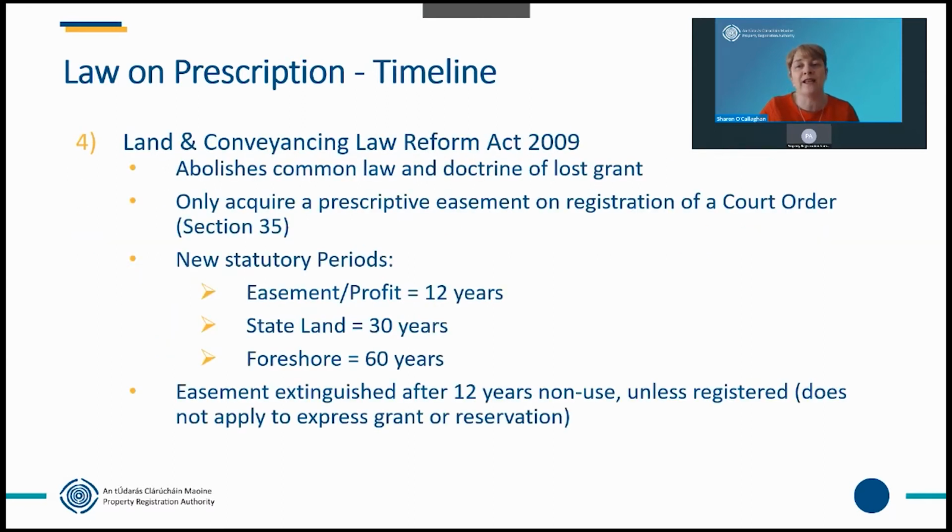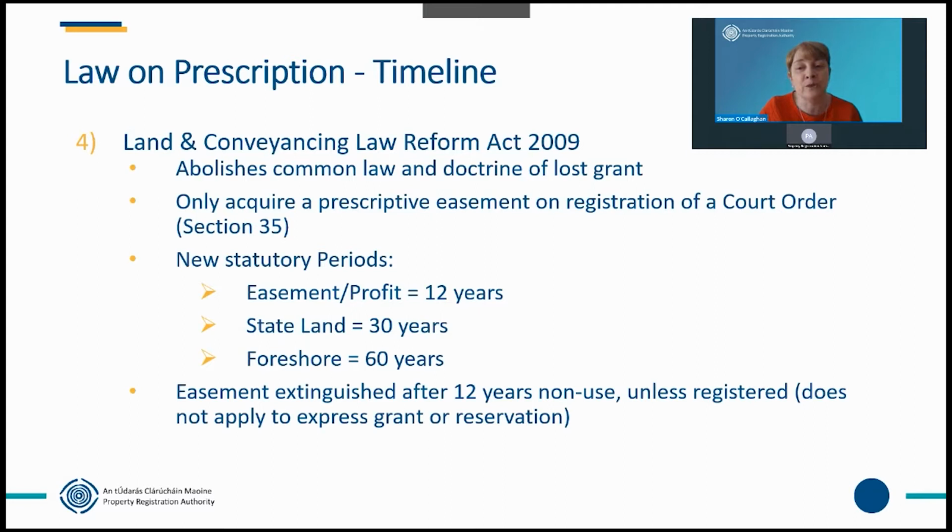So under the Land and Conveyancing Law Reform Act 2009, easements established under common law and Doctrine of Lost Grant were abolished. There was only one single statutory method of prescription, and that was retained, and that was Section 35, which states that an easement can only be acquired by prescription upon the registration of a court order. Legal title would then be acquired by registering the court order in the land registry for registered land, or in the registry of deeds for unregistered land.